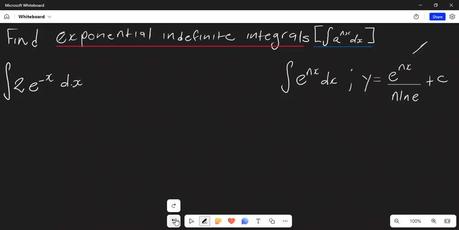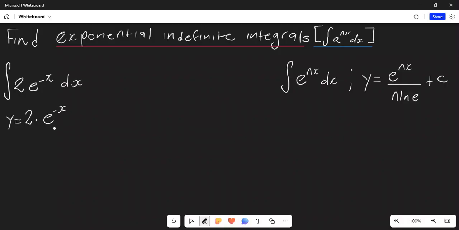Okay, now let's continue. Now, as you can see, if you find the integral here, we do have a coefficient. So our coefficient here is 2. So we're going to multiply by the coefficient of the function. Now you're going to have e as your base, and then you have your n, which is -1, multiplied by x. There we go. Divide by.